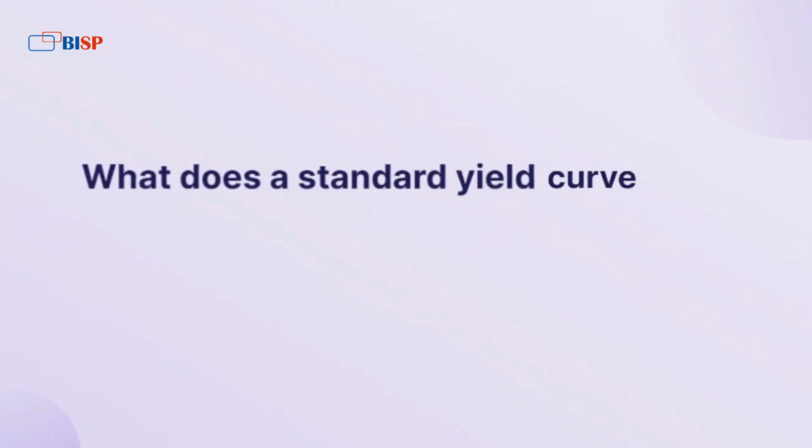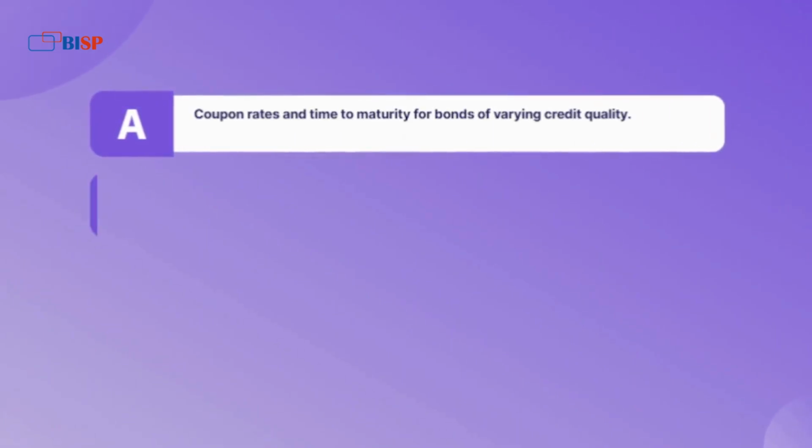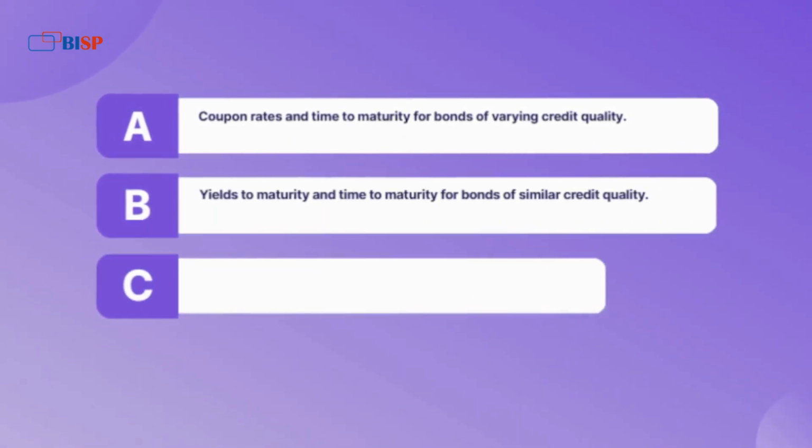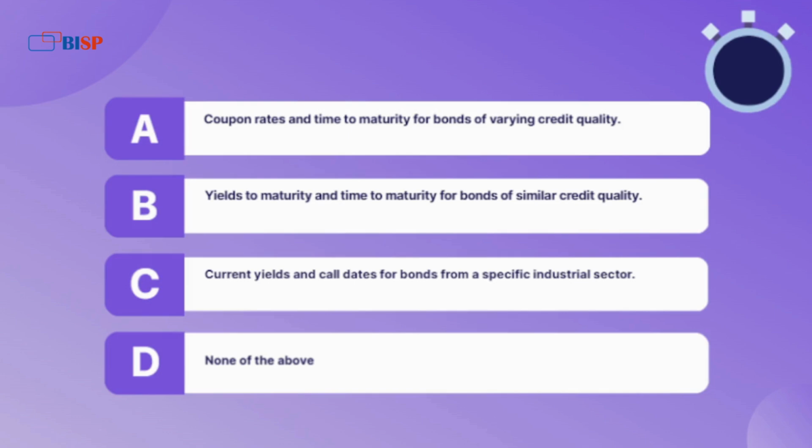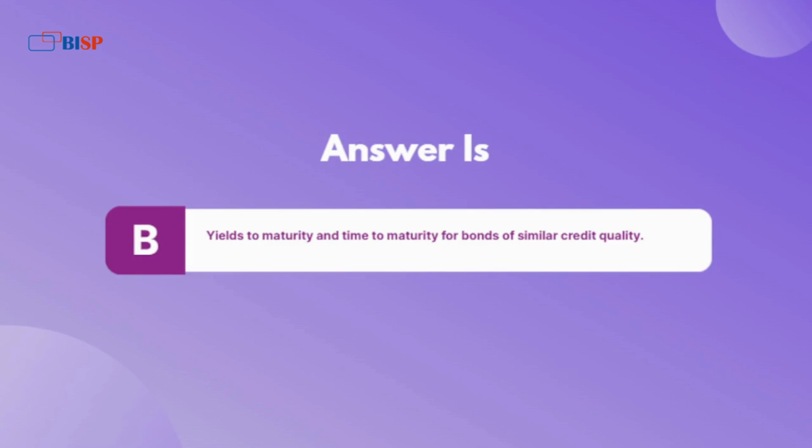What does a standard yield curve represent? A. Coupon rates and time to maturity for bonds of varying credit quality. B. Yields to maturity and time to maturity for bonds of similar credit quality. C. Current yields and call dates for bonds from a specific industrial sector. D. None of the above. Answer is B. Yields to maturity and time to maturity for bonds of similar credit quality.